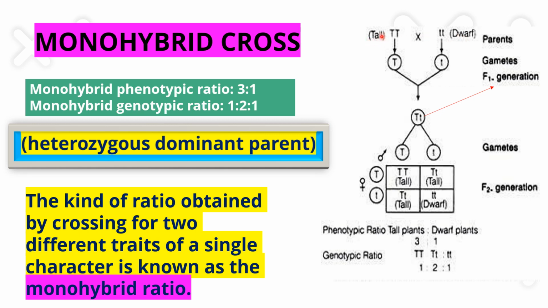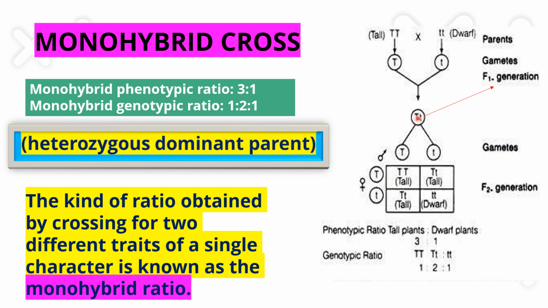Pure tall plant crossed with pure dwarf plant. Then the possible gametes we are getting from the tall plant, that is capital T. The possible gametes we are getting from the dwarf plant, that is small letter t. And these two gametes fuse to form a heterozygous dominant plant, that is all the F1 progenies will be heterozygous dominant. All the progenies will be tall.